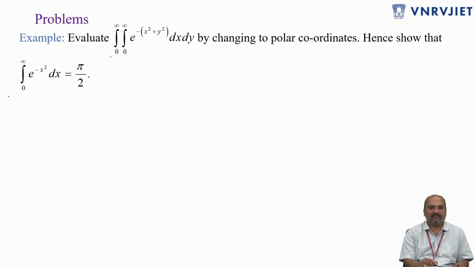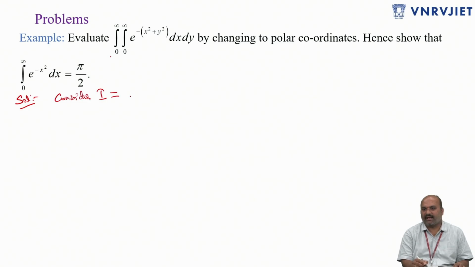Now see here. Consider this integral. Let us denote it with some I. I is equal to the integral from 0 to infinity of e to the power of minus of x square plus y square into dx into dy. Now to change it into polar coordinates, what is the transformation we are using?